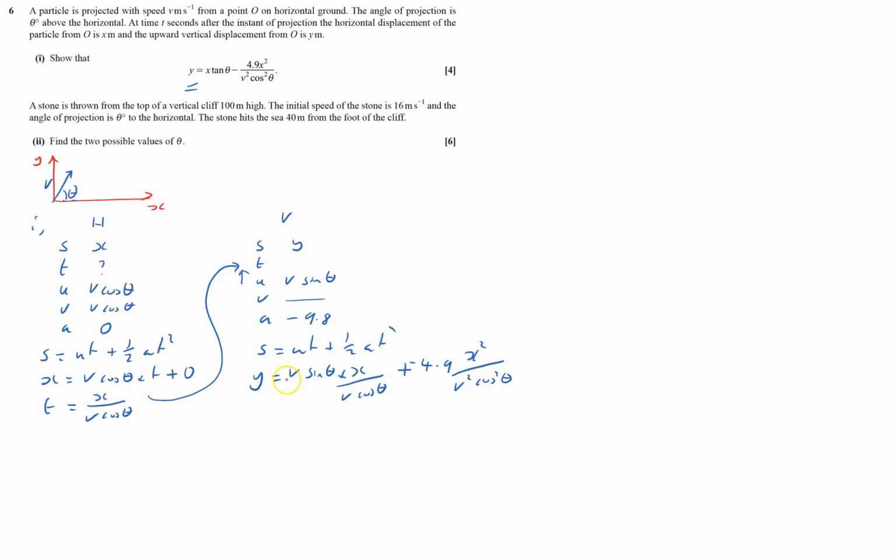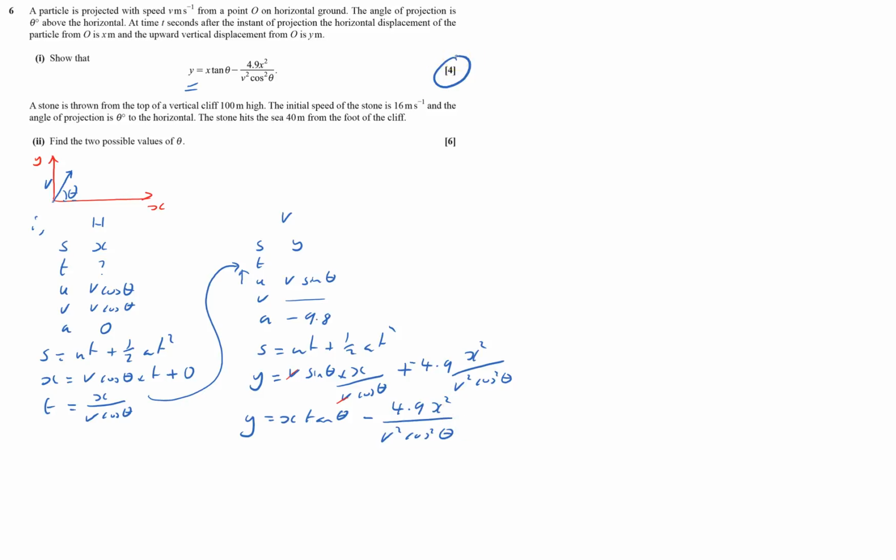A few things happen here. Obviously v cancels out with v, and this will then give me y equals x, sine theta over cos theta is tan theta, so x tan theta, and then minus 4.9 x squared over v squared cos squared theta, which we wanted for those 4 marks.